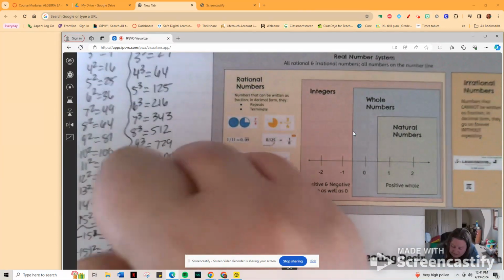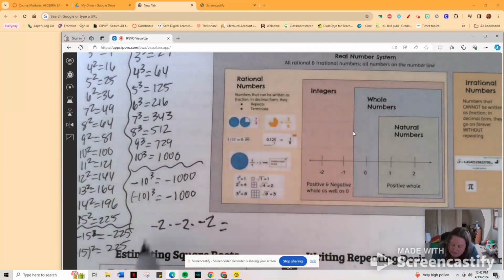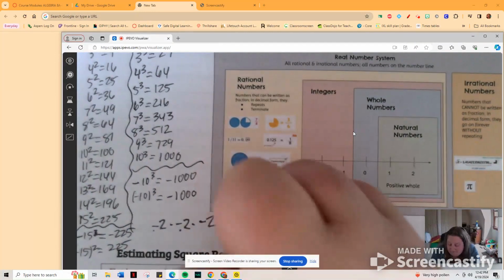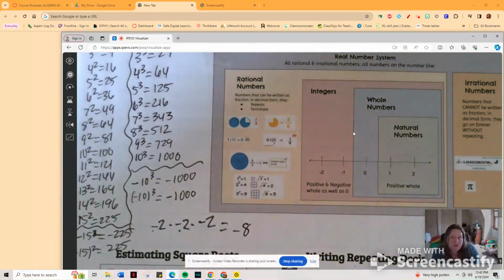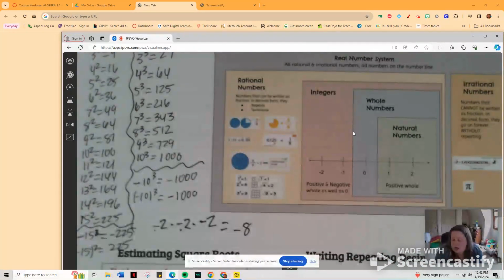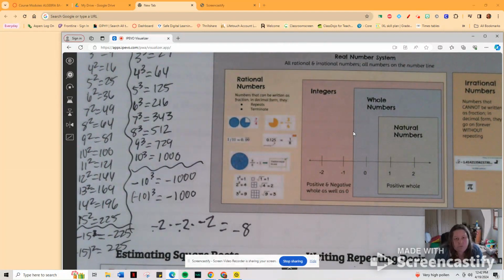If I do -2 times -2 times -2, a negative times a negative is a positive, times another negative would make my final answer negative. So cubes, you can have negative answers, and when you're taking cube roots, they can be negative, but that is not the case when you're talking about square roots.